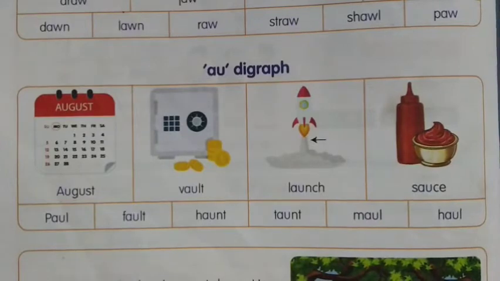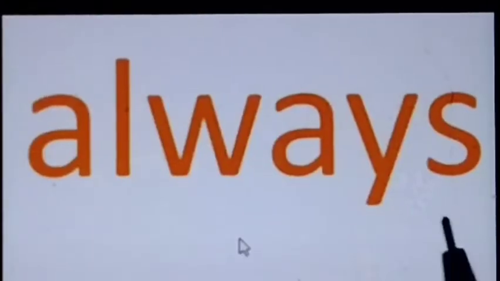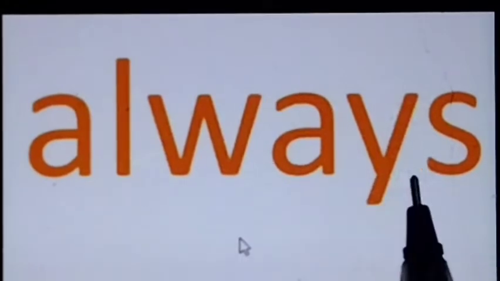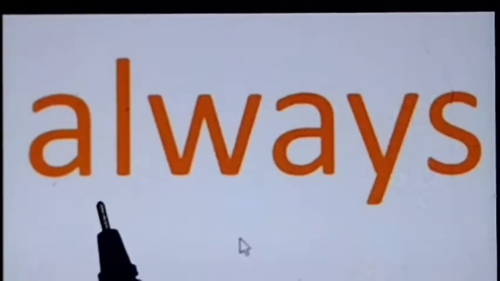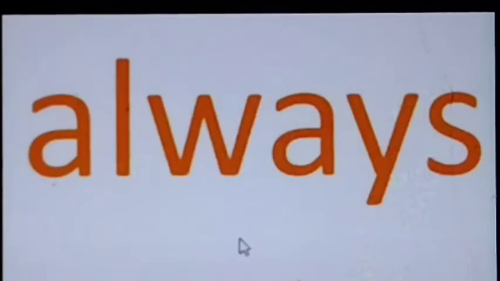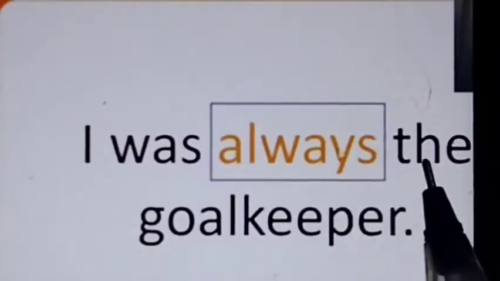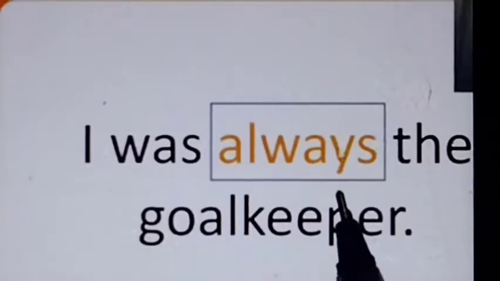Let us move on to the whole words part. Today we are going to see 4 new whole words. What word is this? Yes, always. Repeat again. Always. I was always the goalkeeper.